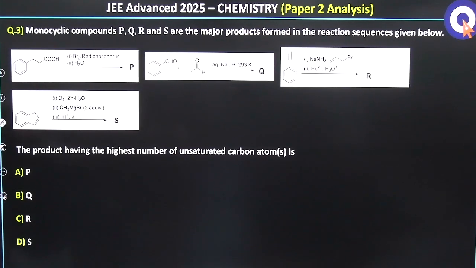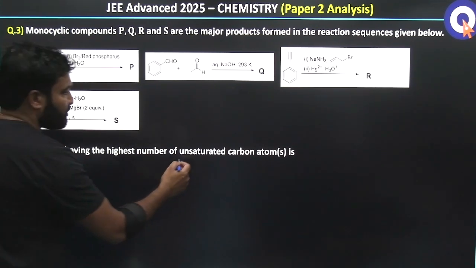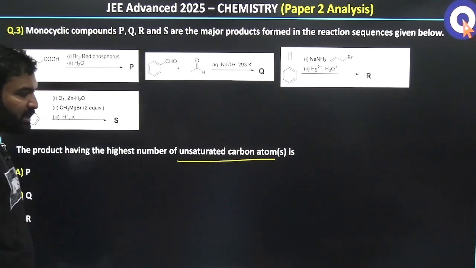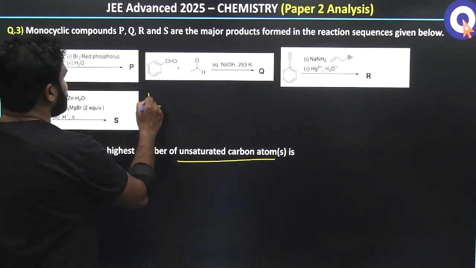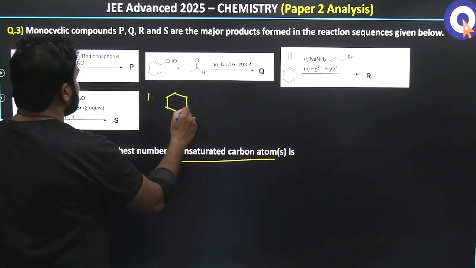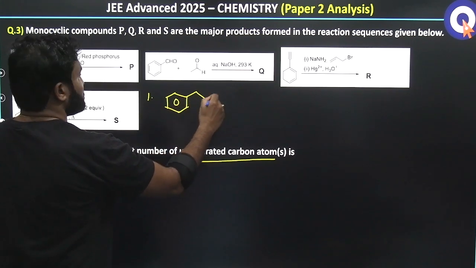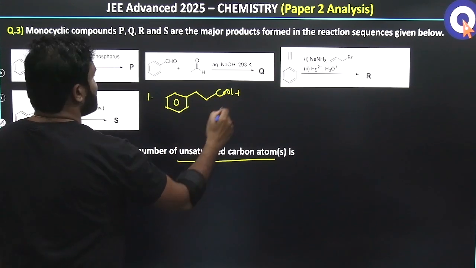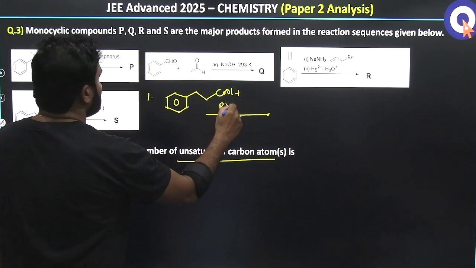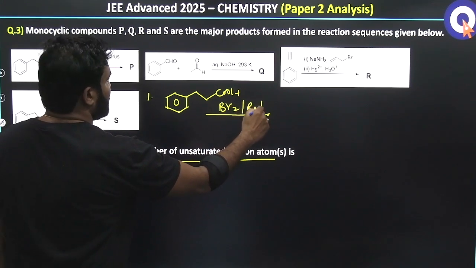Right? Look here. So what has he given? A sequence of reactions is given, and out of that, what do we have to find out? First we have to write the compounds. Later we have to find out the unsaturated carbon atoms. The first one, what has he given? Benzene, and we have a carboxylic acid which reacts with Br2 and red phosphorus.